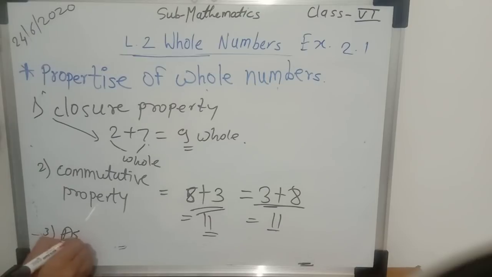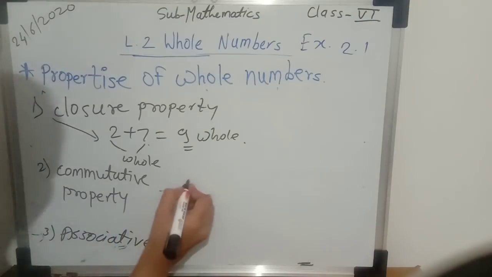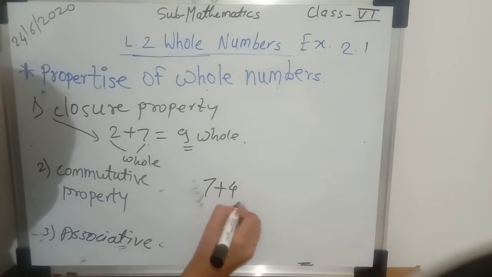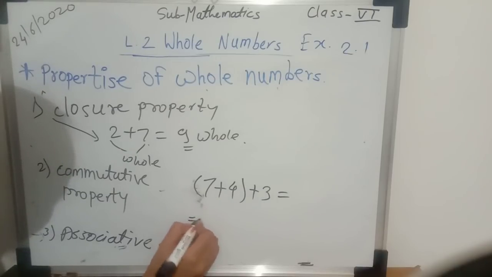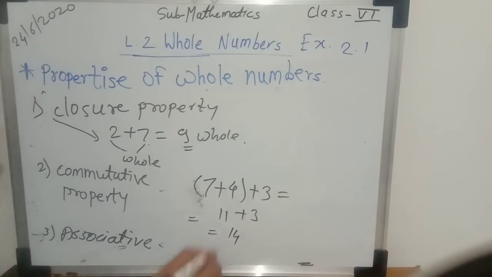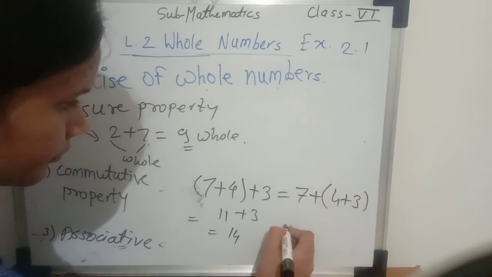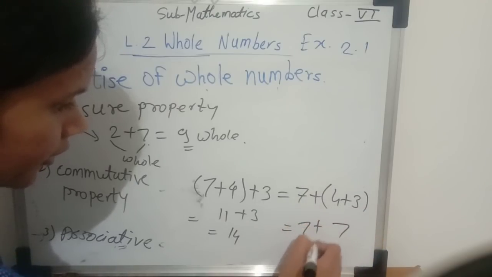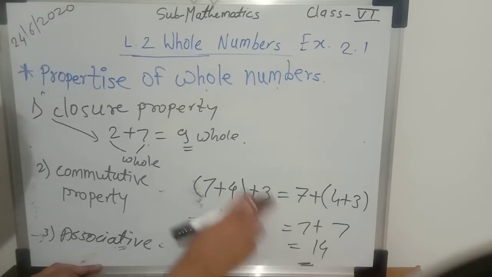Associative property is saying, when we are adding three whole numbers, if we are changing their place, if we are changing their order, still we get the same value. For example, here I'll rub this one. 7 plus 4, and here 3. 7 plus 4 is equal to 11, plus 3 is equal to 14. Now if I change their places, here I will write 7 and in brackets I'll write 4 and 3. 4 plus 3 is equal to 7, and add this 7, and the answer is the same. Here our associative property is also saying we get the same answer after changing their places.